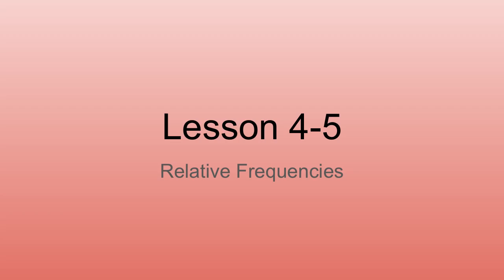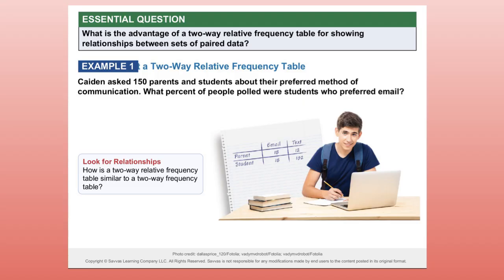This is lesson 4-5, Interpret Two-Way Relative Frequency Tables. It's going to start on page 246 and go to page 248. This is example 1 on the top of page 246.